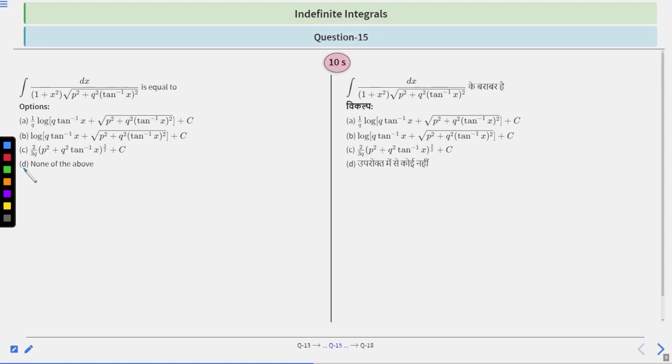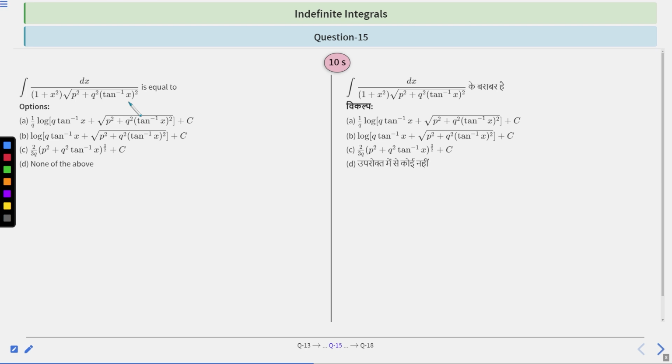Let's move to the next question, question number 15, which says integration of dx upon (1 plus x square) root over (p square plus q square tan inverse x square) is equal to. Again, this looks like a very complicated question, but you will try to simplify things or take certain substitutions so that you can easily reach the answer, right? So the hint of this question is, you can assume q tan inverse x as t, right?